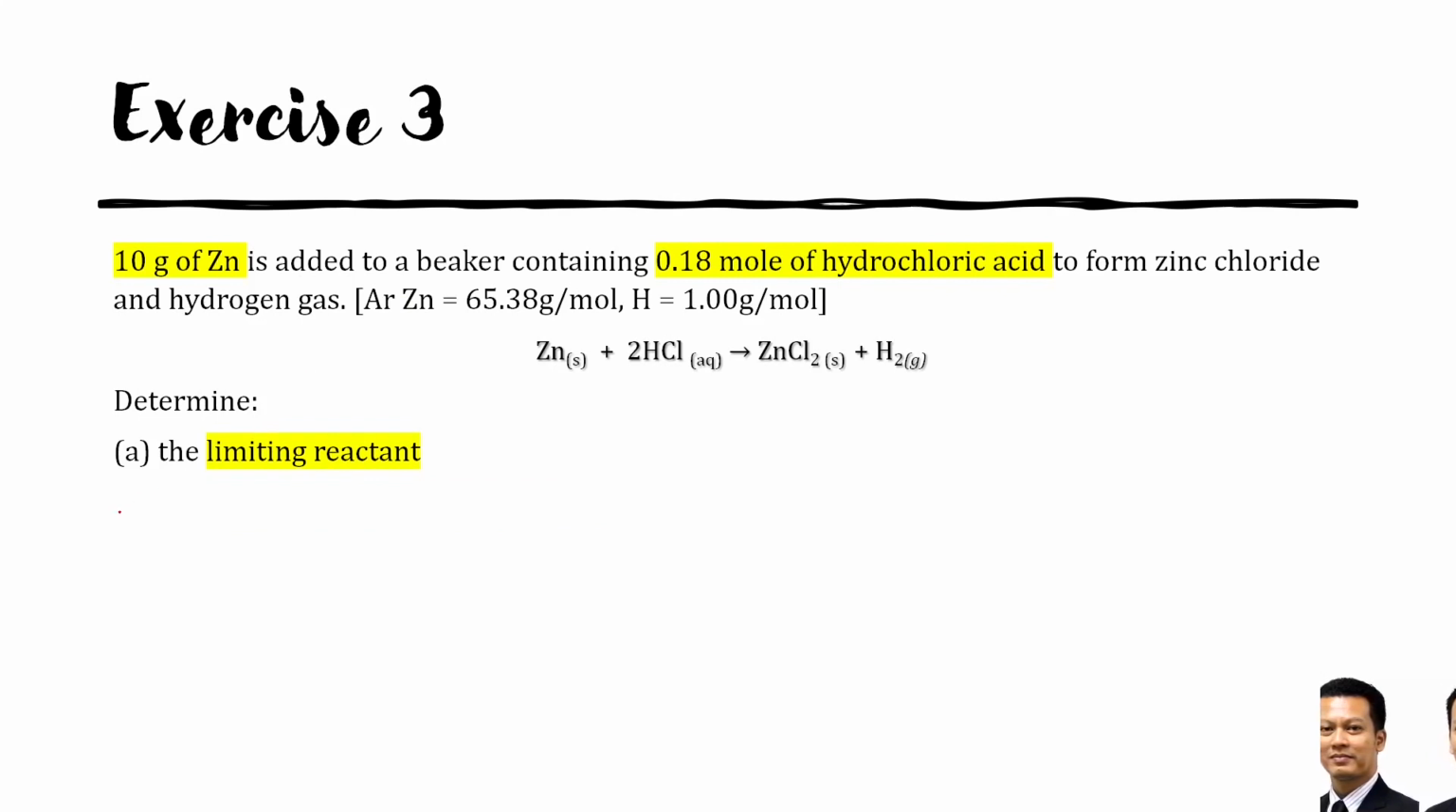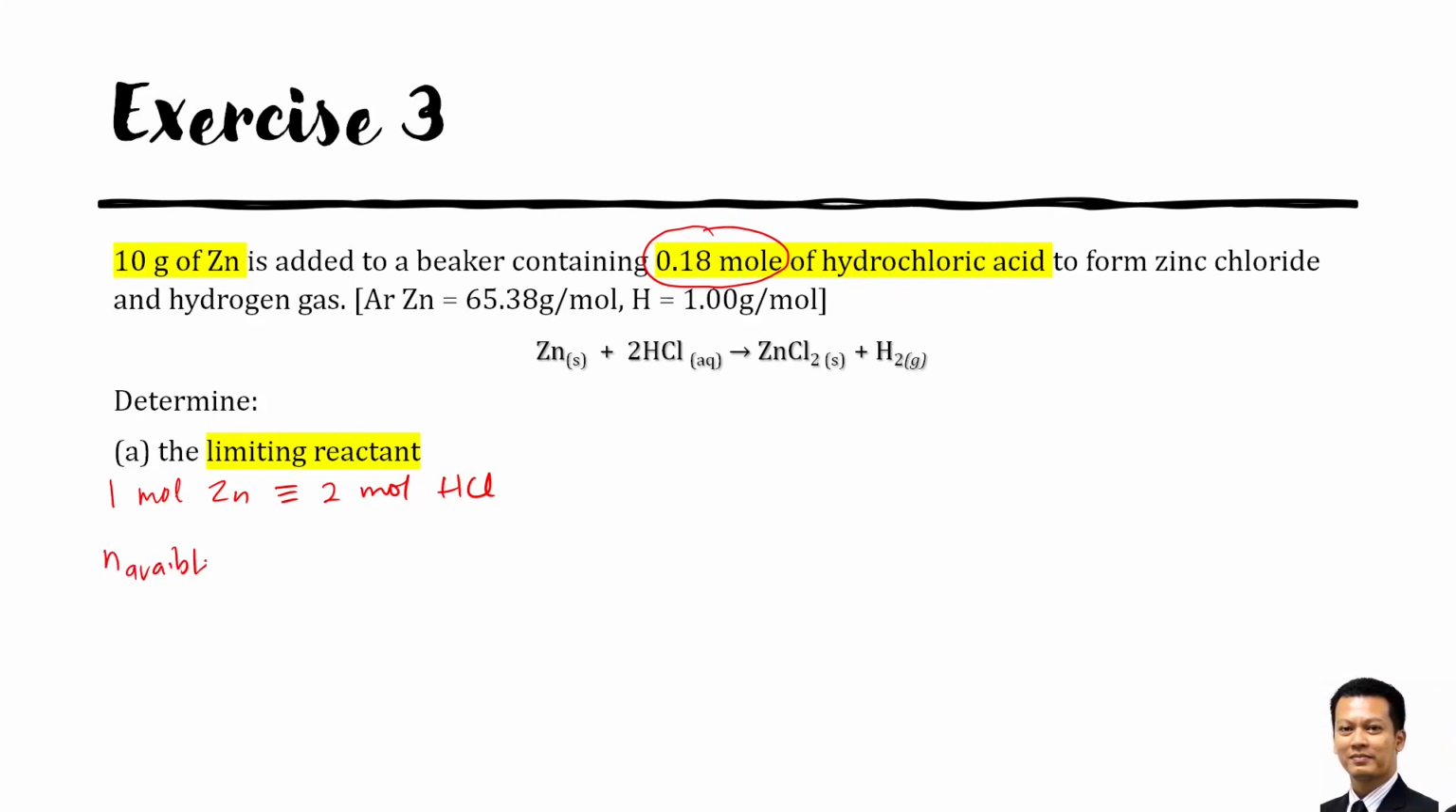So as always, write down the stoichiometry first. So 1 mole of zinc will react with 2 mole of HCl. Okay, so HCl, we know what is available, 0.18. So number of mole of HCl available is 0.18 mole.